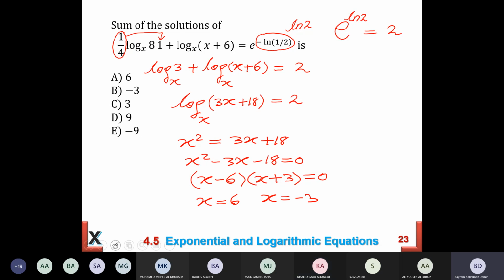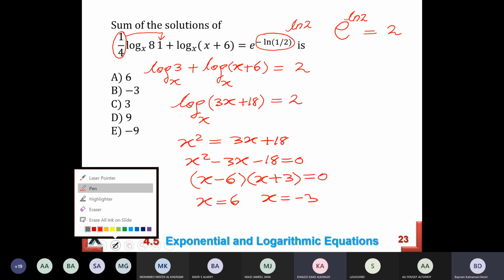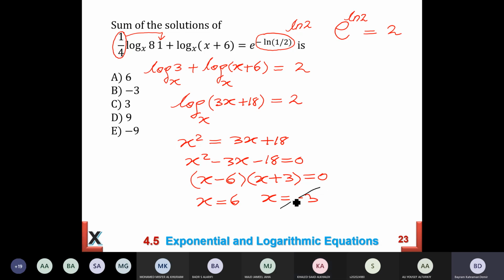Of course, Shabab, negative 3 is rejected clearly, sir. Why is it rejected, Shabab? Because the x cannot be negative in the logarithm. We have base, the base is x. In this case, the base cannot be negative. So the answer is only 6. Yes, the correct answer is A.